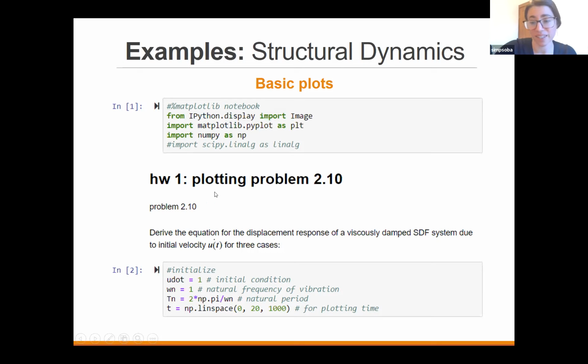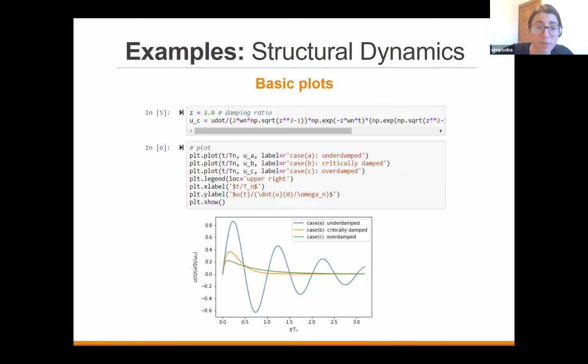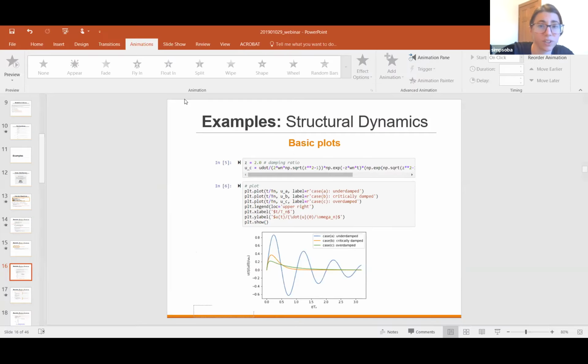Take this Python, import various plotting libraries, whatever you would like, into your Jupyter notebooks. You can embed headings to make it look really nice. And then finally, you can embed LaTeX equations so that the equations that the students are writing actually look like equations, not necessarily like Python code. And then plot it, and plot it in a way that makes sense within a structural dynamics context. So yes, they're learning how to plot in Python, but more than that, they're plotting underdamped, critically damped, and overdamped cases from structural dynamics.